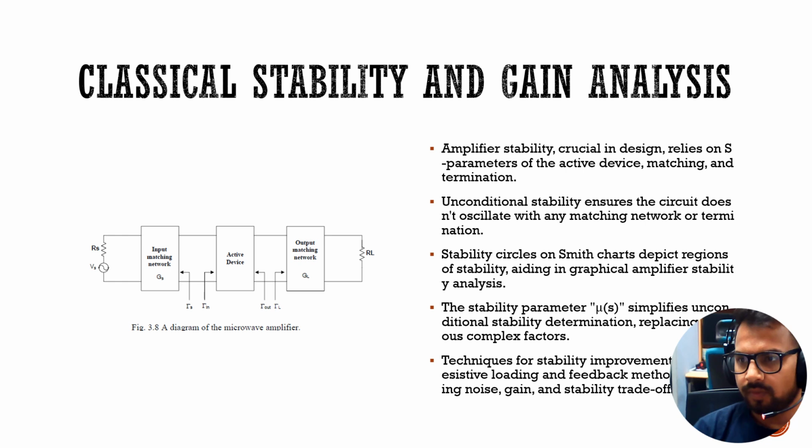According to this, amplifier stability is crucial in design and relies on the S parameters of the active device, matching, and terminations. Unconditional stability ensures the circuit does not oscillate with any matching network or termination. Stability circles on Smith charts aid in the graphical stability analysis. The stability parameter mu simplifies the unconditional stability recommendation, replacing the more complex factors.